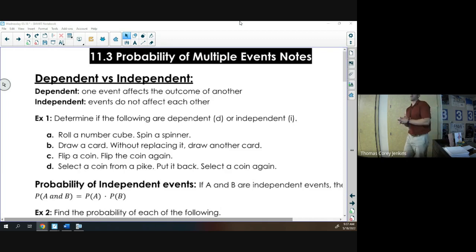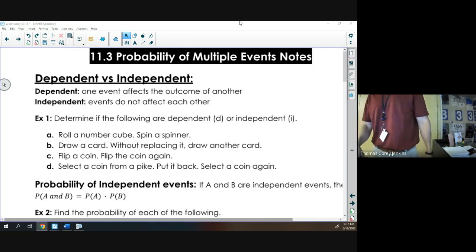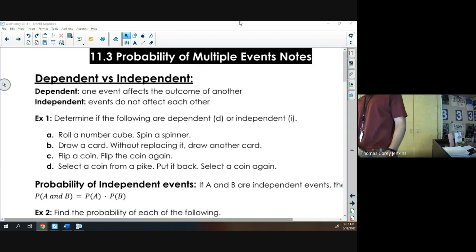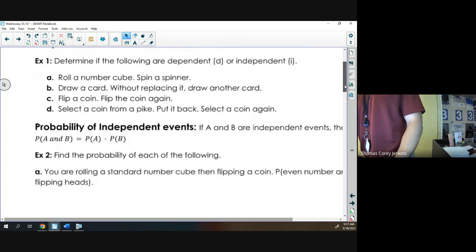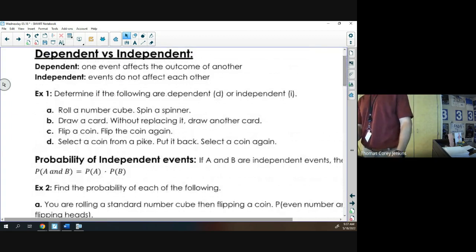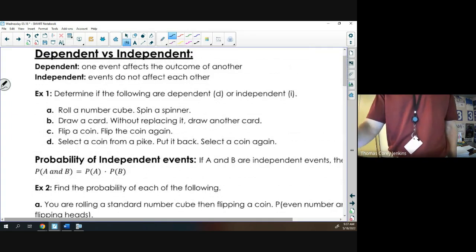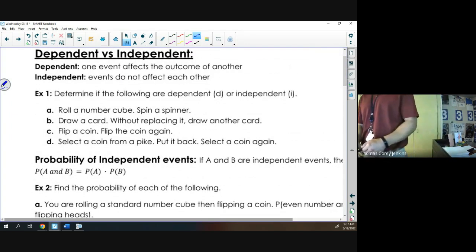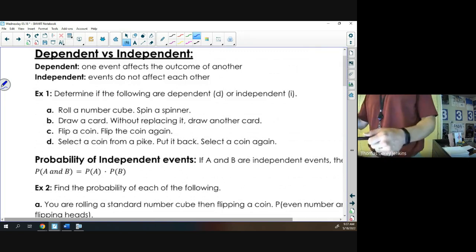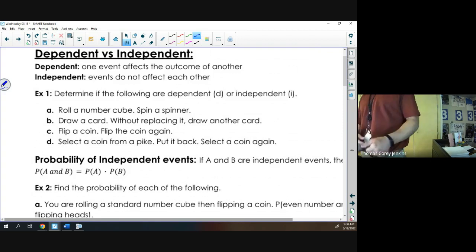All right. So we'll go ahead and get started. Like I said, with our second to last lesson here of the year. So 11.3 is over. Yesterday we did probability of a single event, and today we'll do probability of multiple events. So one important distinction, if you're looking at multiple things happening, is are the events dependent or independent of each other?